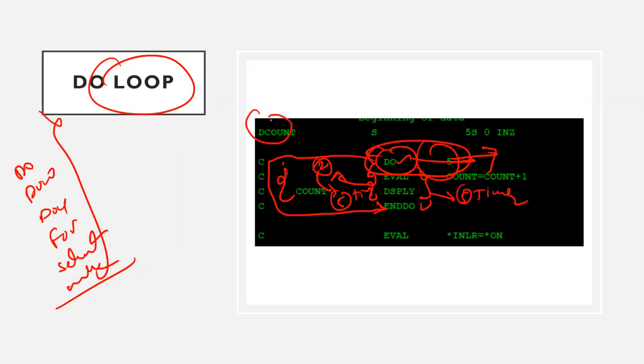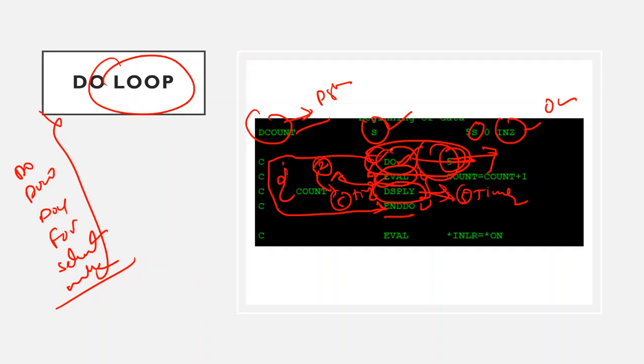Okay, here you can see D is the variable, defined in the D specification as a standalone field, and it is numeric. INZ is initializing the zero value. Then this is the operation code DO. Here you mention how many times. EVAL is the operation code as well. What is the use of the EVAL operation? You can assign a value to a field. Okay, if there is any field, you can assign a value to that field. And DSPLY is the operation code which actually displays the value.